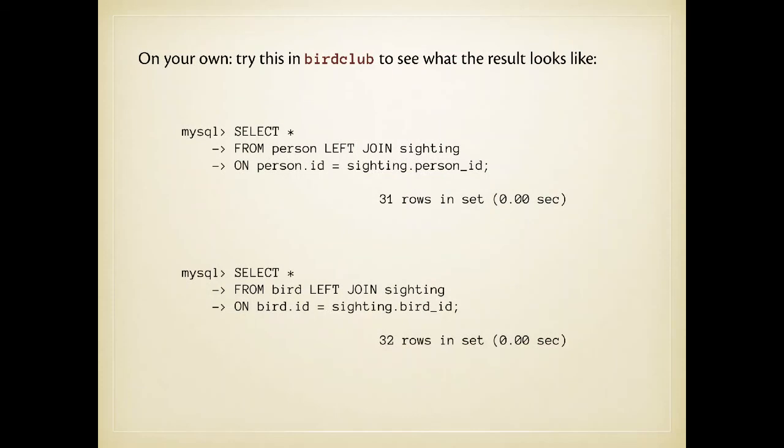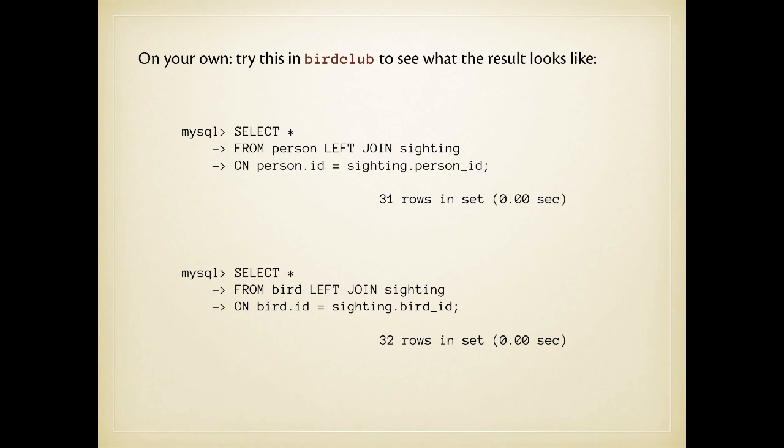Now, if you want to try this, the reason I didn't use Bird Club is because there are too many rows. So on your own, if you want, try this in Bird Club to see what you get. Do a select star from person left join sighting and see what you get. I'm just going to give you a hint: there are 31 rows there. Are there 31 people in Bird Club?